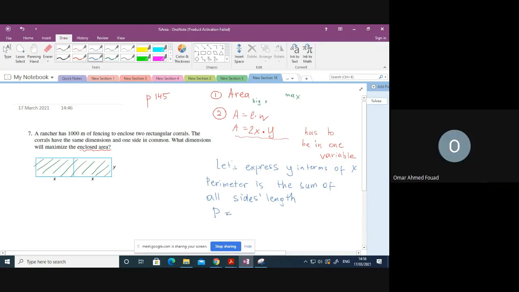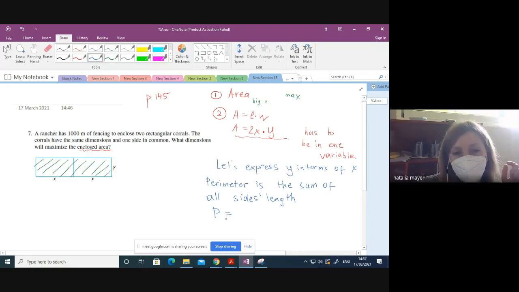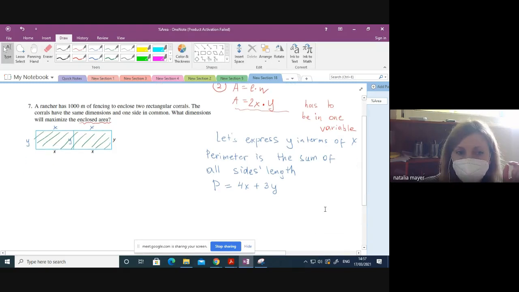Okay, anybody? I was guessing it would be 4x plus 3y. 4x plus 3y, absolutely. So this is x, and this is x, and this is y, and this is y. So basically, the perimeter is a sum of all those sides, right? So it's going to be 4x plus 3y. So do we know the length of the fence available? It's 1,000 meters.